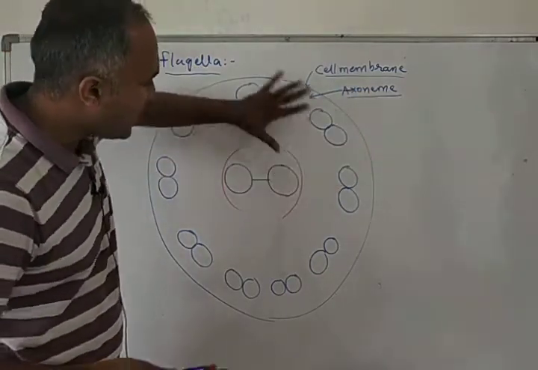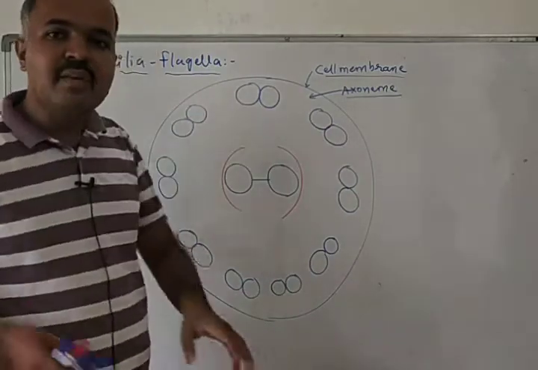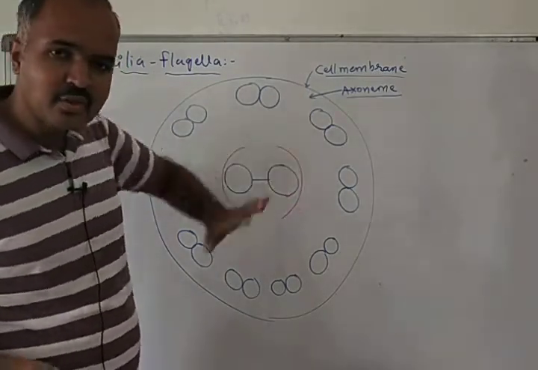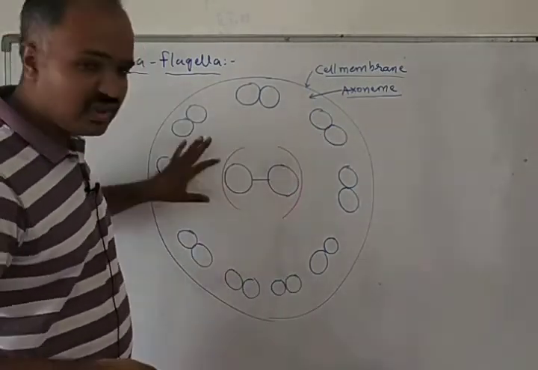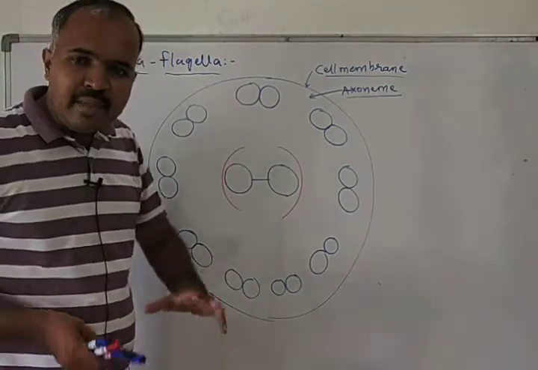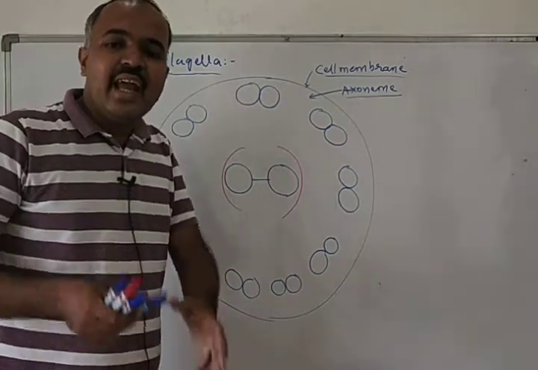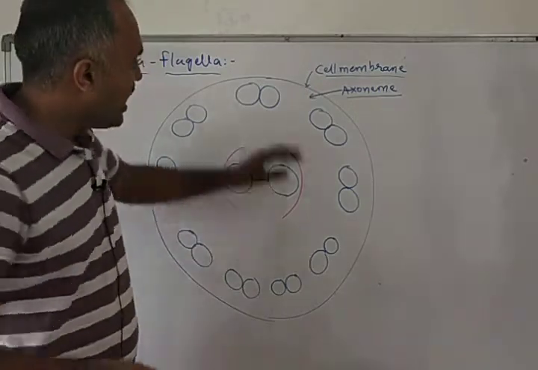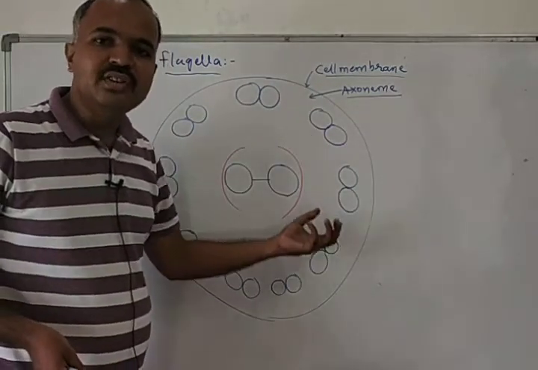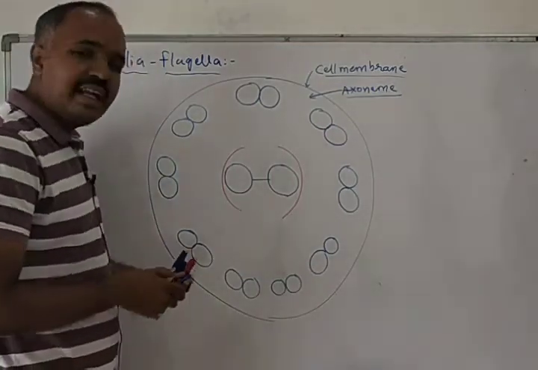Okay, so the entire region inside the cell membrane is known as axoneme, and this axoneme has two regions, a peripheral part and a central part. In the peripheral part of the axoneme there are doublets of microtubules which are arranged parallel to each other. So how many doublets are there?